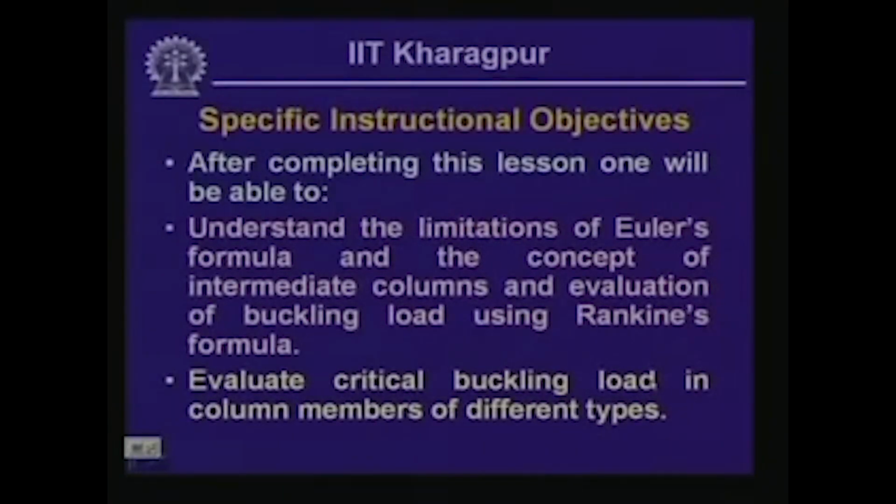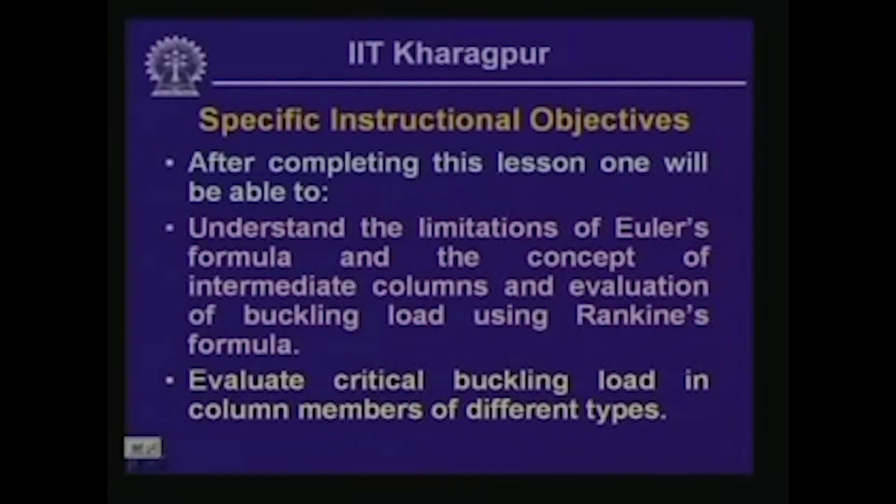Now, in this particular lesson we are going to look into the aspects of where Euler's load can be applied, or in other words what are the limitations of Euler's critical buckling load in applying it to column members, and subsequently we will also look into what other formulas can be used for evaluating the critical load in a column member. Hence, it is expected that once this lesson is completed, one should be in a position to understand the limitations of Euler's critical buckling load formula, and also we look into the concept of intermediate columns and evaluation of buckling load using Rankine's formula.